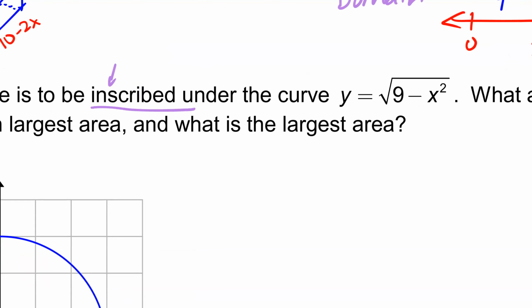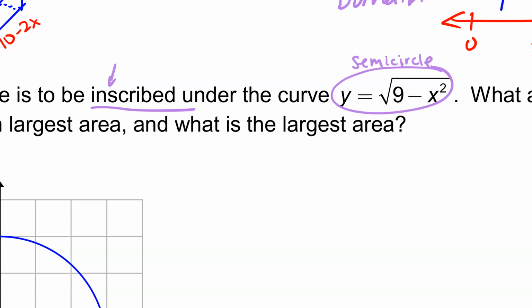Did I cover that this is a semicircle? No, I don't think I said that. How do I know it's a semicircle? Because of the domain, it can't be negative. It's a square root, so it's just going to be a square root.